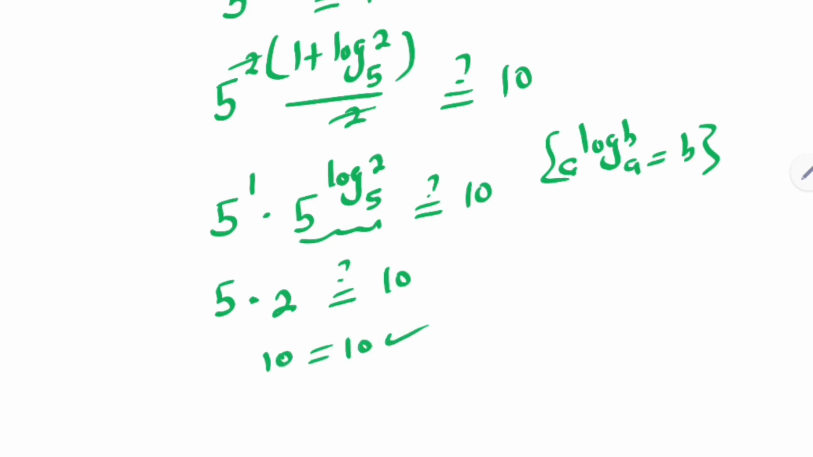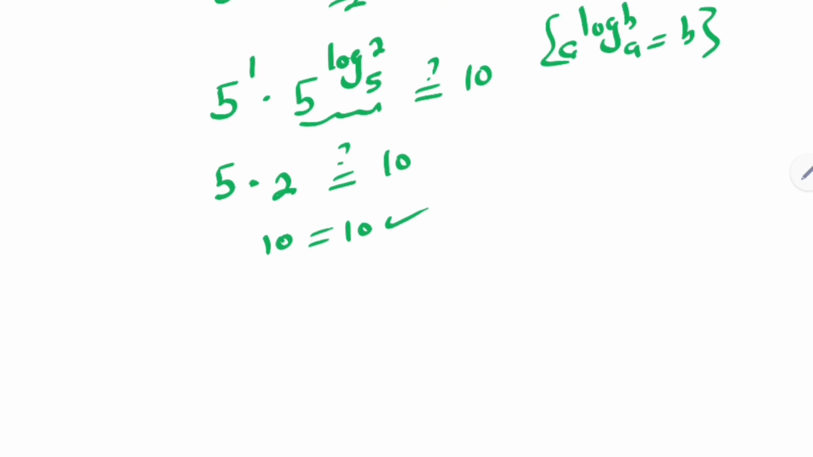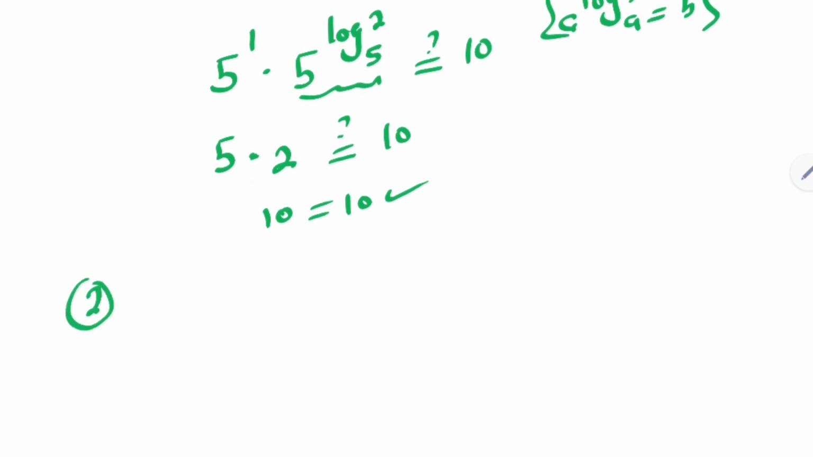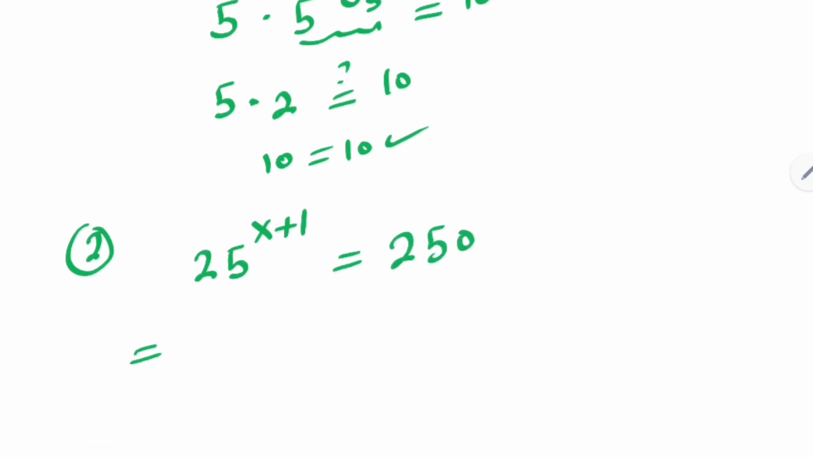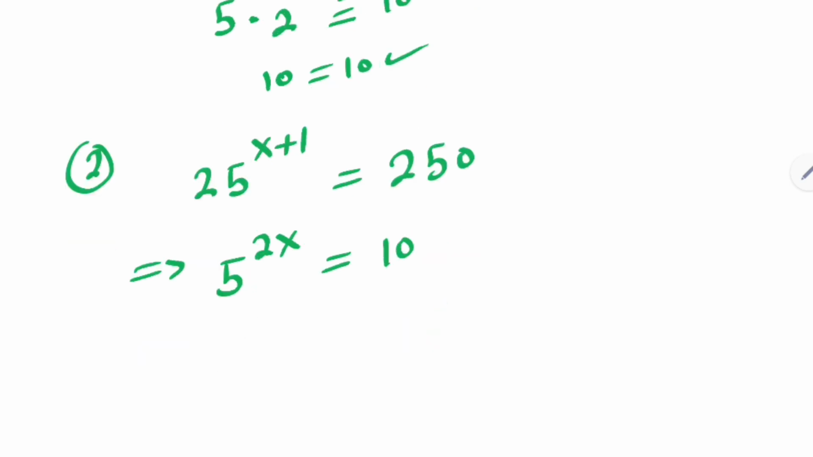Let us solve this problem using another method called the method of natural logarithm. We have the given equation 25 raised to power x plus 1 is equal to 250. This is the same thing as 5 raised to power 2x is equal to 10. Let us take the natural log on both sides of this equation. We have ln of 5 raised to power 2x is equal to ln of 10.